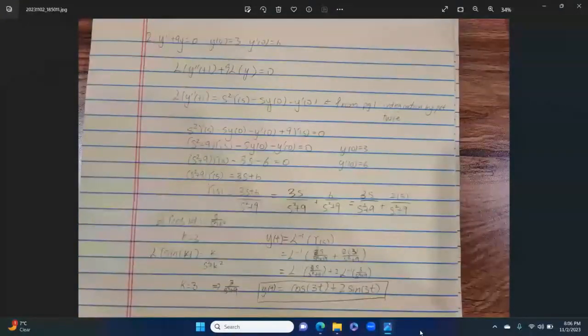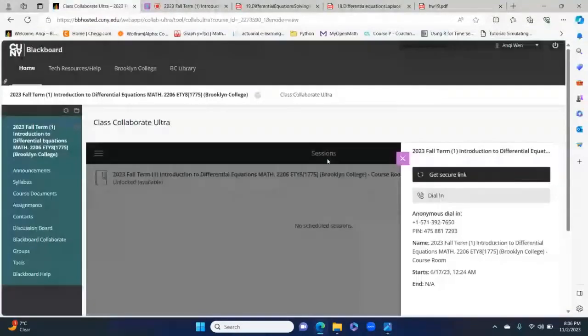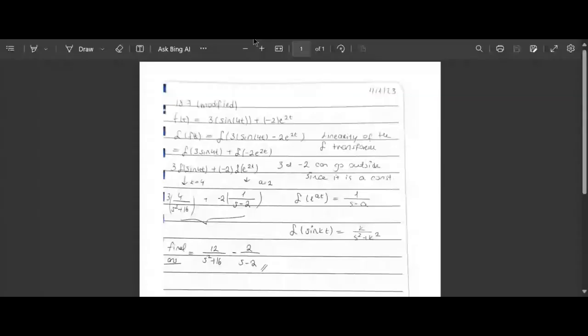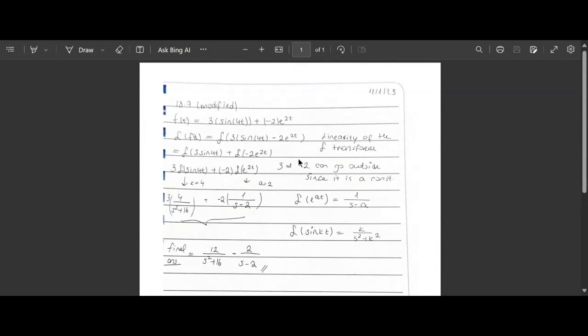Okay. Any other questions? All right. Thank you, Anshi. Thank you. So Yaprak, next one. Can you guys see? Yes. Okay, so I'm presenting modified question 7.